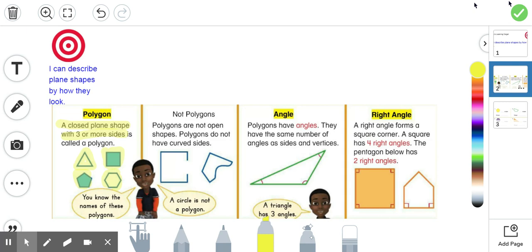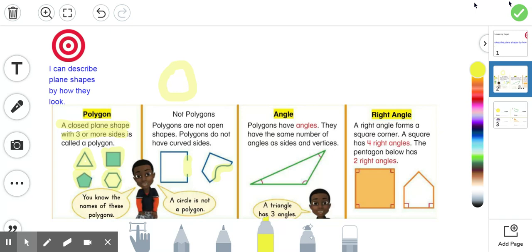is a polygon. Now, polygons are not open shapes, which means they cannot have a space there. They can't have a gap. If it does, it's not a polygon. They also can't have curved sides. If you see here, there is a curved side, so it's not a polygon. A circle is like this. It's round, it's curved. All of the sides are curved. That means it is not a polygon.